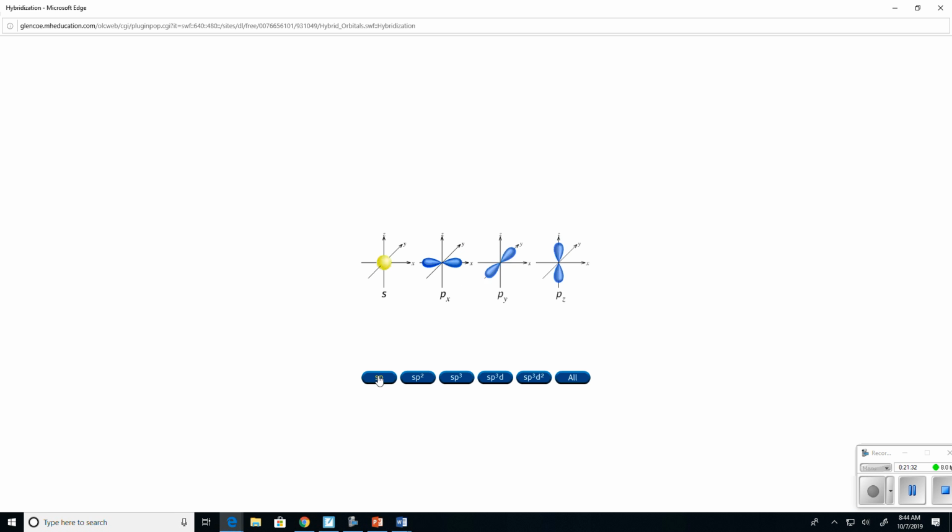And finally, sp. Mixing an s orbital with one of the p orbitals generates 2 equivalent sp hybrid orbitals. Note that the number of hybrid orbitals is equal to the number of atomic orbitals that are hybridized. The set of 2 sp hybrid orbitals has a linear arrangement. The angle between the orbitals is 180 degrees.